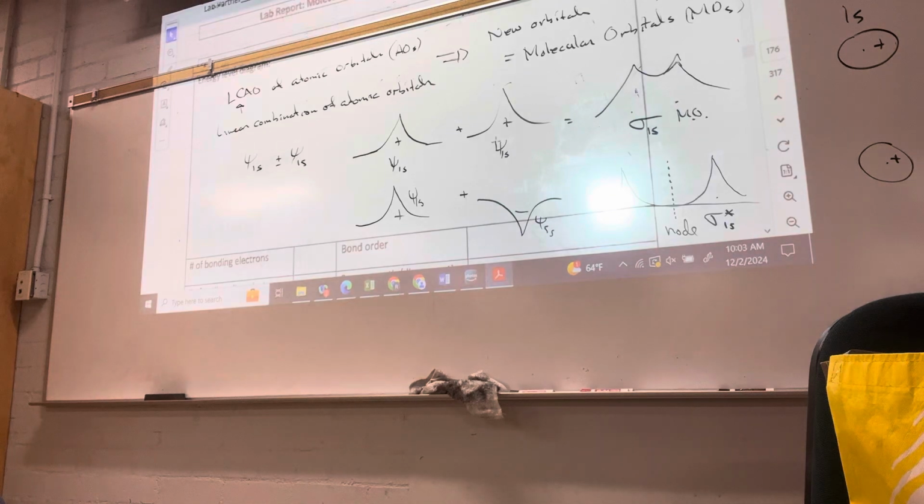So two atomic orbitals yield two molecular orbitals, one bonding and one anti-bonding.